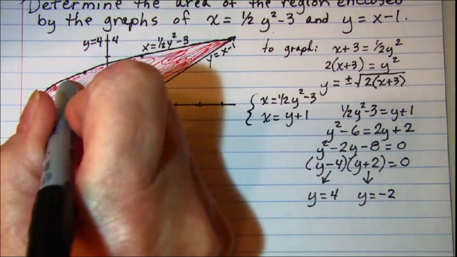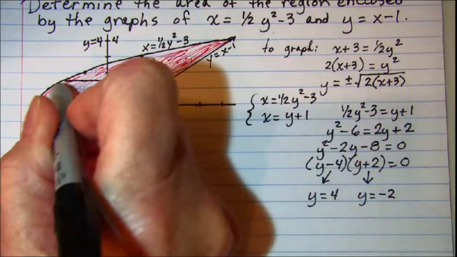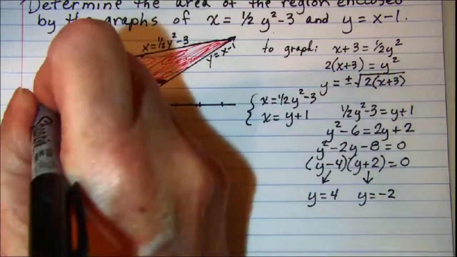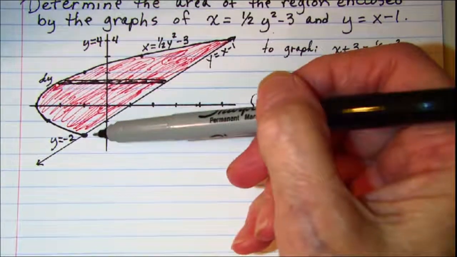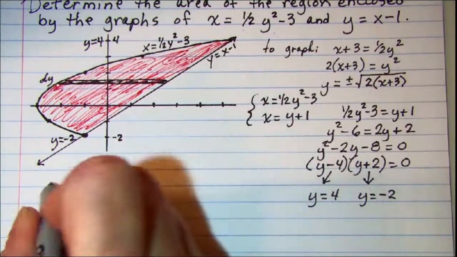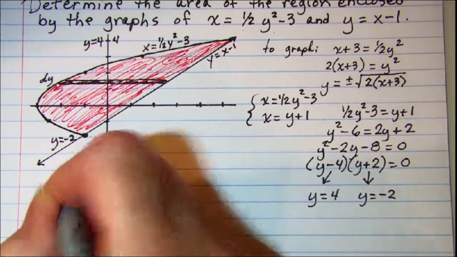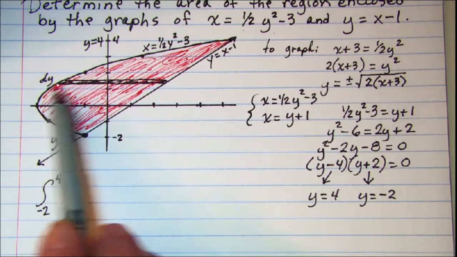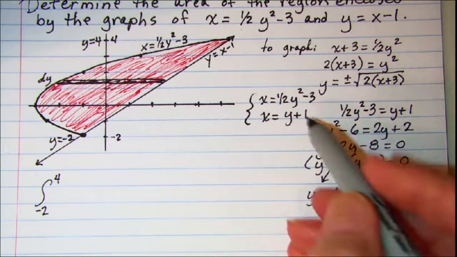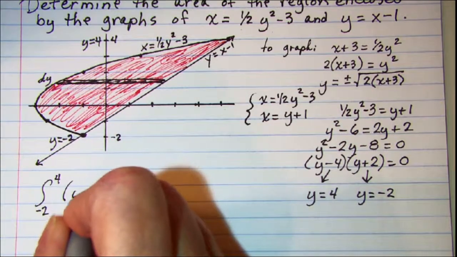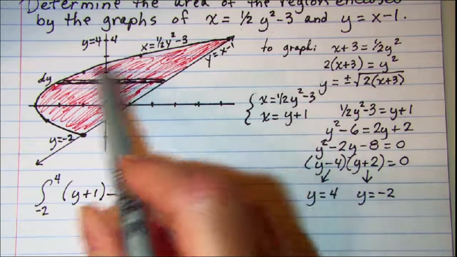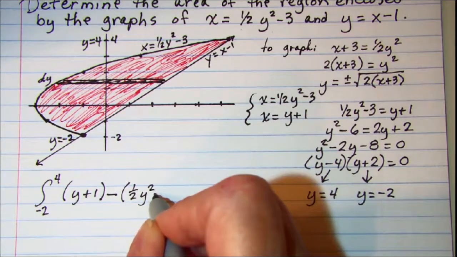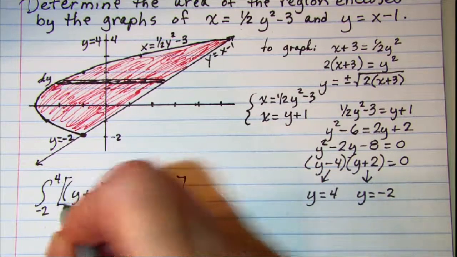Since we're finding the area with respect to y, we're going to use this representative rectangle, which has a width of dy, and we're going to move it from -2 up to 4. So the integral from -2 to 4, and whenever you do the with respect to y, you need to take the right curve and subtract the left curve. So our right curve is the linear function, which is y plus 1, minus the left curve, which is 1/2 y squared minus 3. And that's with respect to y.